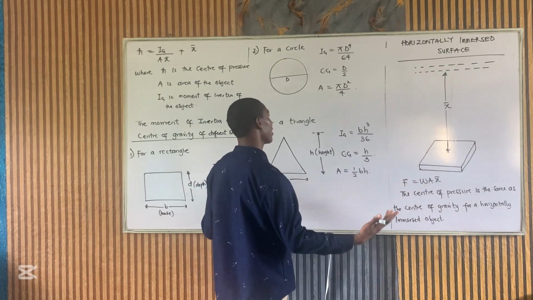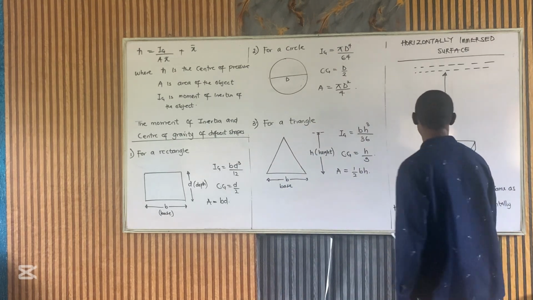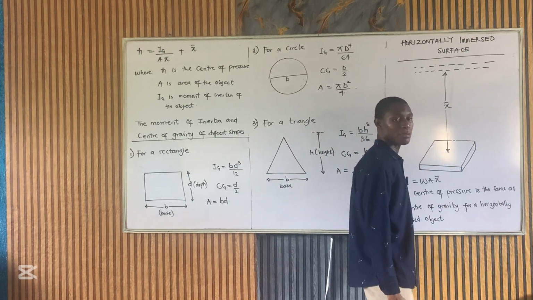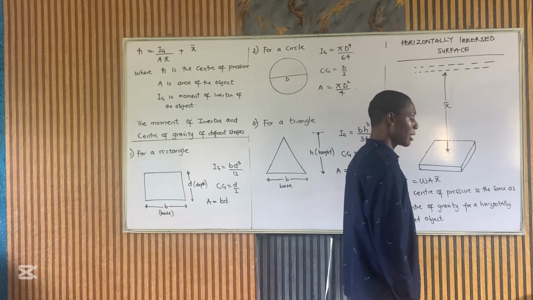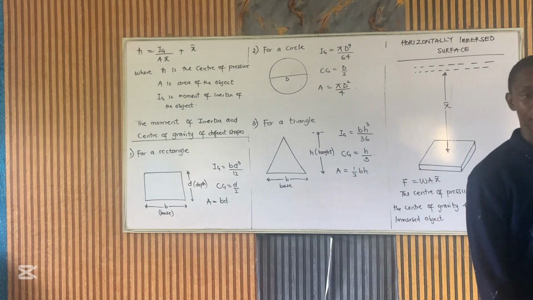Now let's look at various surfaces that can be immersed. Now we look at horizontally immersed surfaces. What does it mean for an object to be horizontally immersed? Okay, let me illustrate using this.